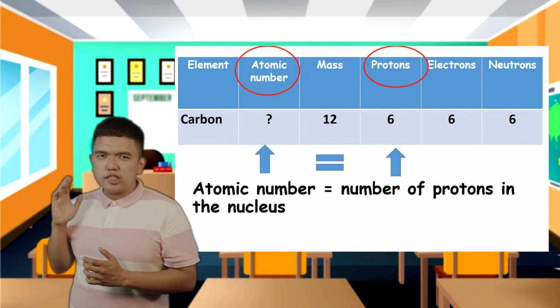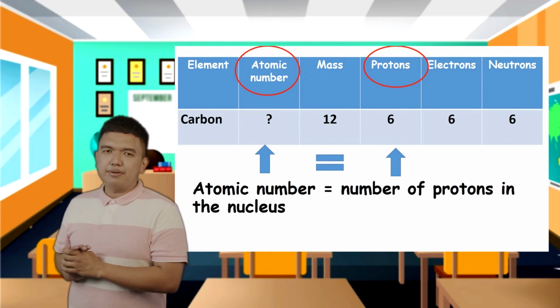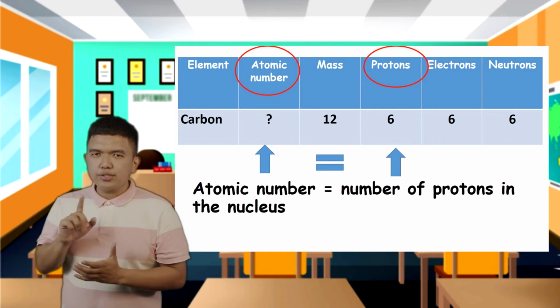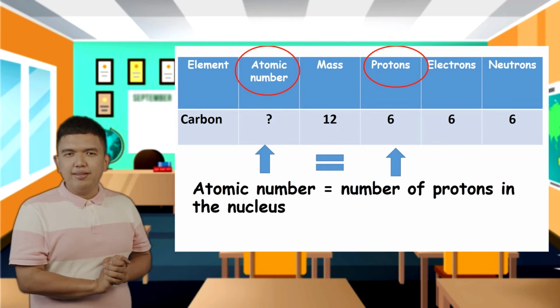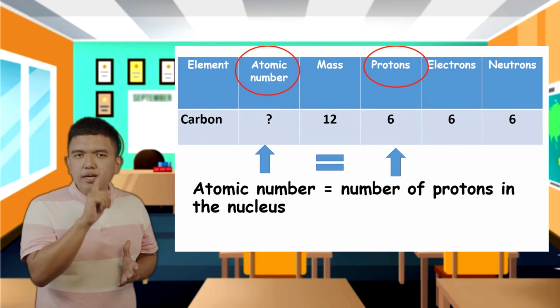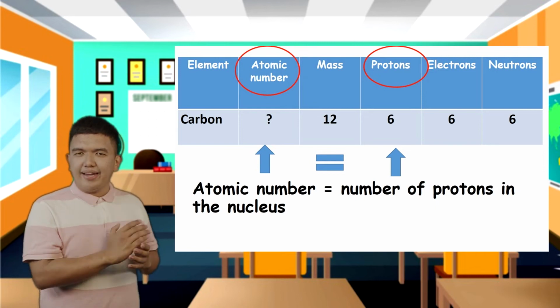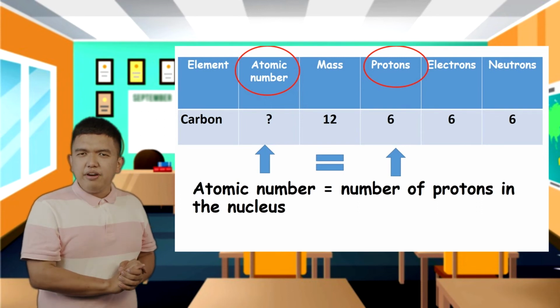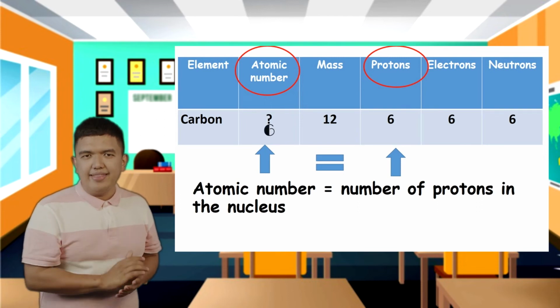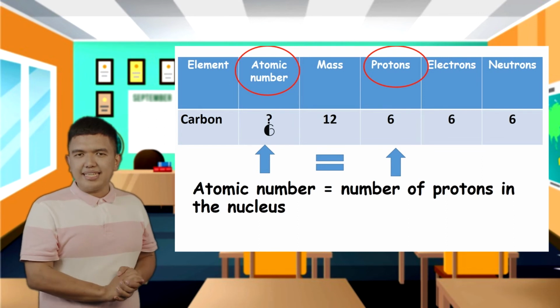12 is equal to 6 plus n, let n be the number of neutrons. Transpose the number 6 to the other side of the equation for us to get the number of neutrons. Thus, it will become 12 minus 6 is equal to the number of neutrons. Thus, the number of neutrons is 6. Next, we will have another example.